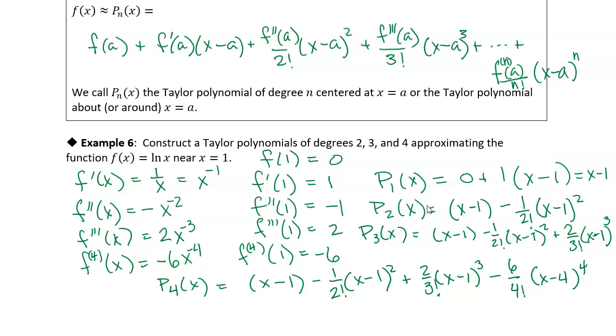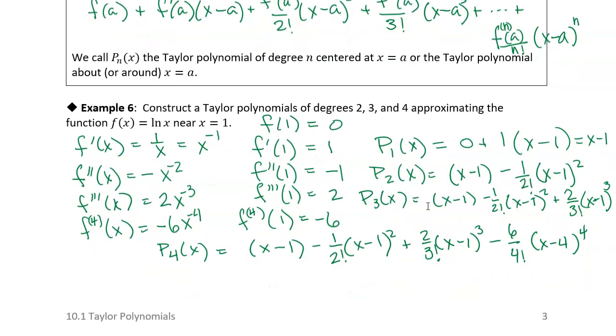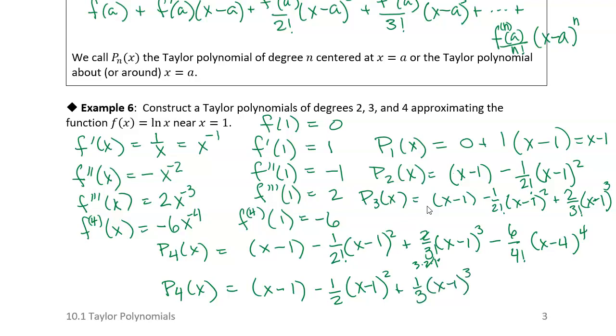Now, this one I'm going to simplify a little bit just because the simplification is lovely. It's really nice. So let's just simplify this a little bit. I'm going to rewrite this, leaving the first term as it is. 2 factorial is 2 times 1, which is 2, so I'm just going to write that as 1/2 x minus 1 squared. Now, 3 factorial is 3 times 2 times 1, the 2's will cancel, and I end up with 1/3 x minus 1 cubed.